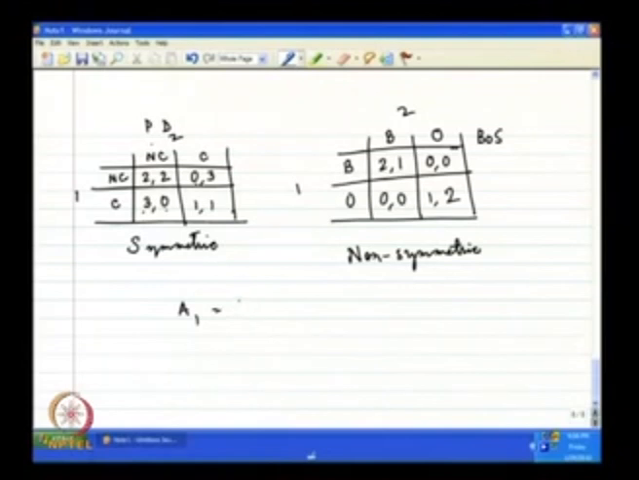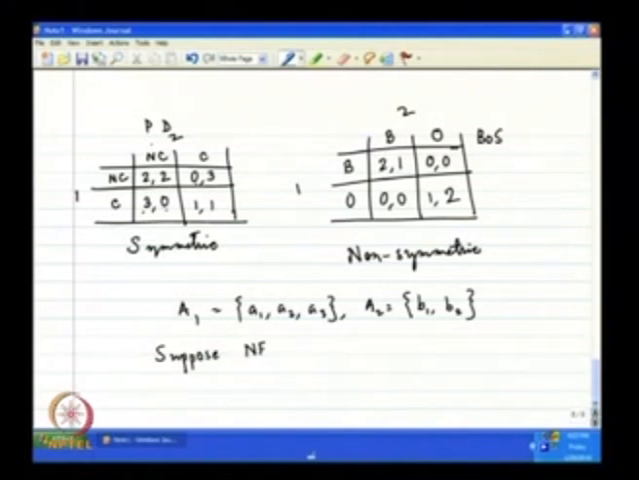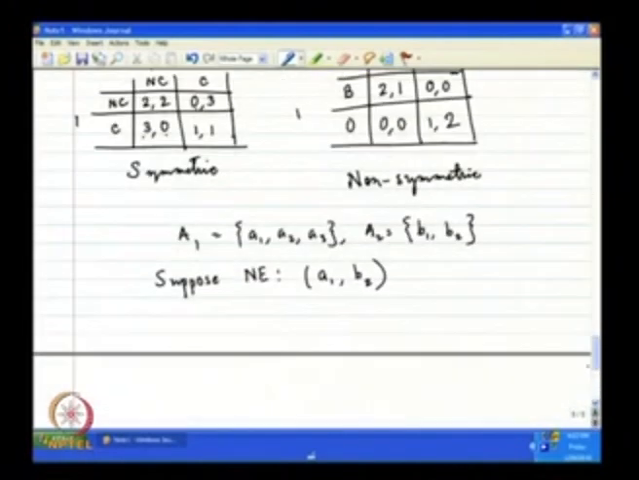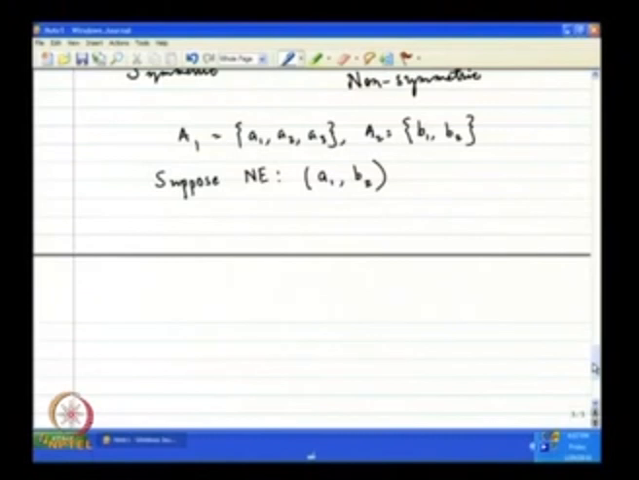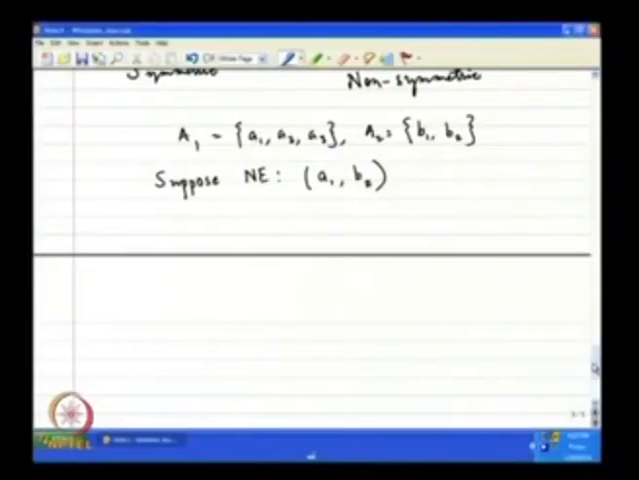For example, let us take the case of two populations first. Suppose A1 is the action set of player 1, and suppose the Nash equilibrium is A1, B2, which means that if B2 is played, A1 is the best action for player 1, and if A1 is played, B2 is the best action for player 2. Here I have taken A1, A2, A3 and B1 and B2. A and B are two different letters and I can clearly distinguish between them.